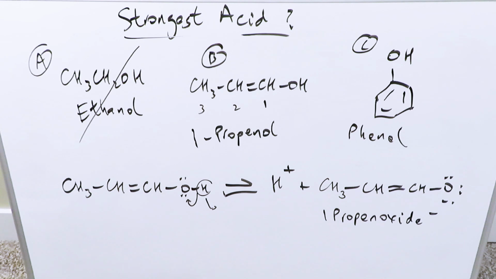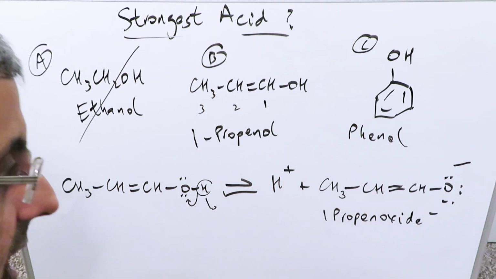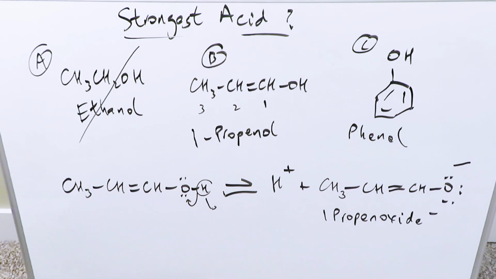Nothing wrong with calling that 1-propenoxide anion. That negative charge is an anion. We have a negative charge over here, obviously. 1-propenoxide. What is the stability of that propenoxide? Well, again, you have an oxygen with a very high charge density. It's very high. But can we use that double bond to our benefit?